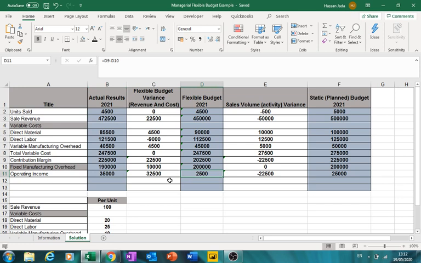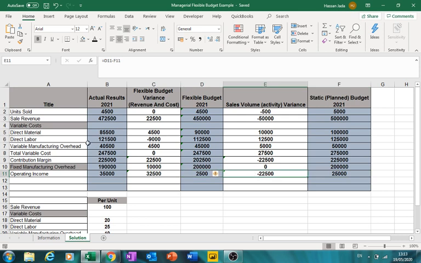Yes, and this will result in an operating income flexible budget variance, which is favorable. Here we have unfavorable because we anticipate to have 25,000 operating income, but here we have only 2,500. Then the difference is unfavorable, and etc.